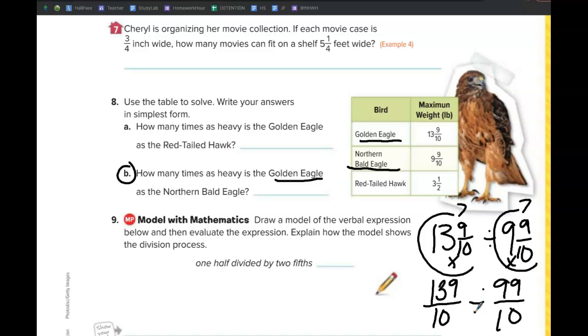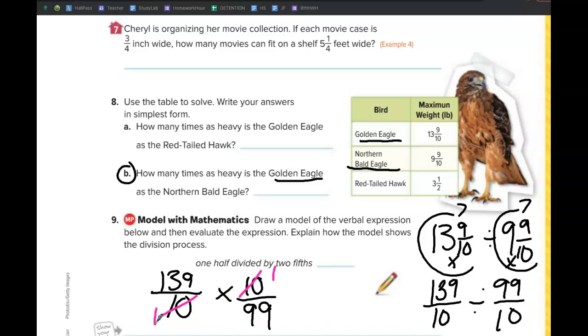Now I keep, change, flip. Which one do I keep? 139 over 10. Change division to multiplication and flip it so it's 10 over 99. Can I reduce anywhere? The 10 and 10 become 1. And then 139 and 99, I don't believe can be reduced. Maybe by 3s, but I don't think so. Let's just multiply it and then we'll see.